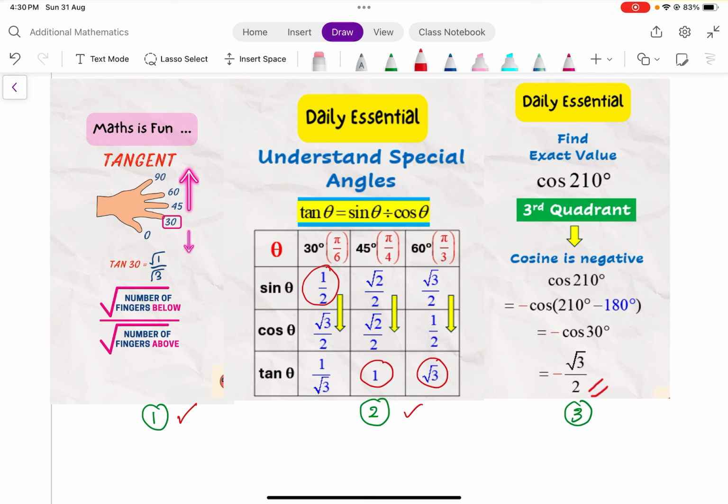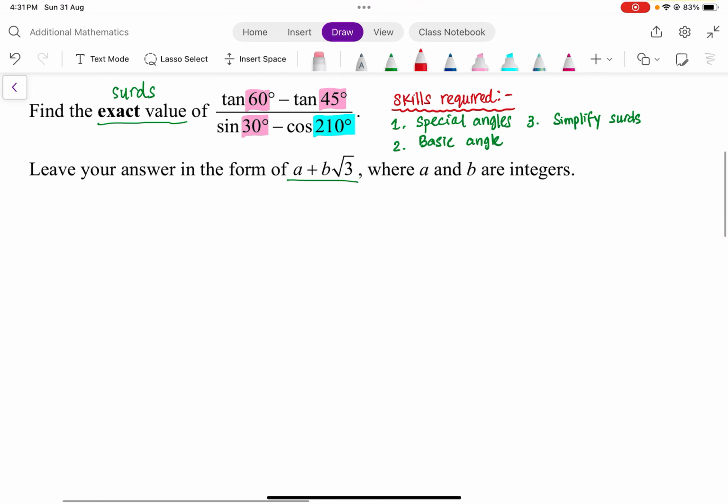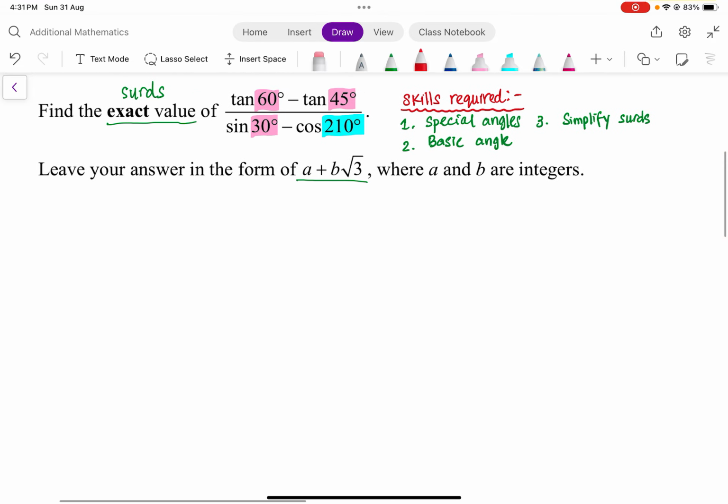And lastly, we also need to know what is cosine 210. As I mentioned earlier on, cosine 210 we are able to rewrite, relating and linking it to the basic angle, which is cosine 30 degrees. Once we are able to have this, then we are able to solve this question. Okay, let's continue. Based on this, let us solve now.